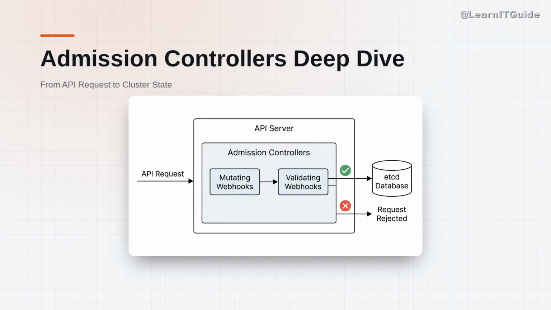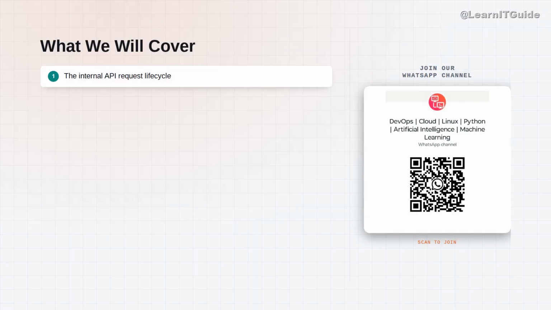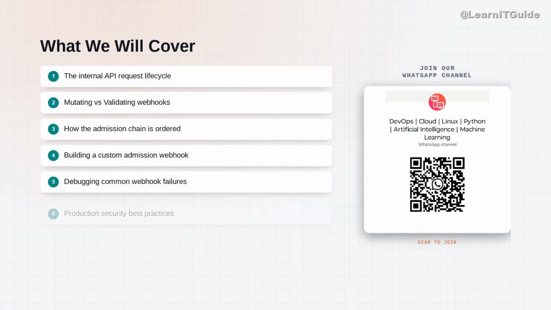Today, we are looking at the internal lifecycle of an API request. We will cover how the API server processes, validates, and mutates resources before they ever reach your etcd database. Specifically, we will explore the internal request lifecycle, the difference between mutating and validating webhooks, how the internal admission chain is ordered, and finally, how to build and debug your own custom webhook.